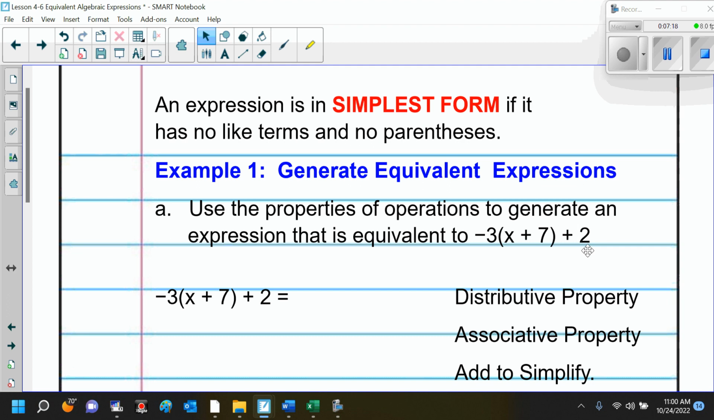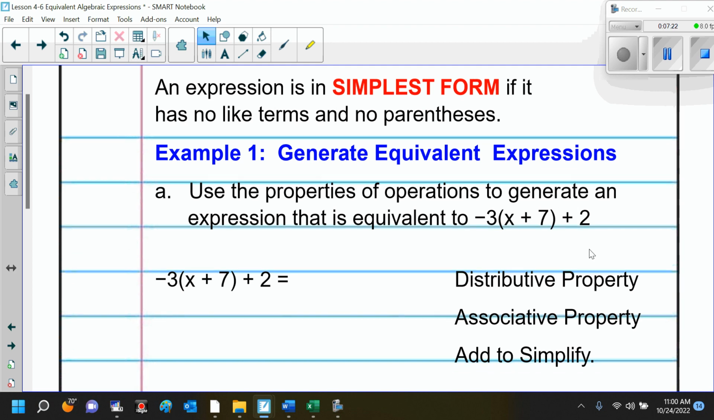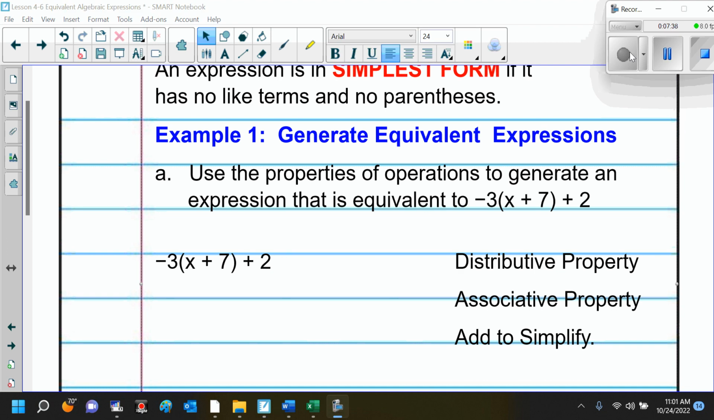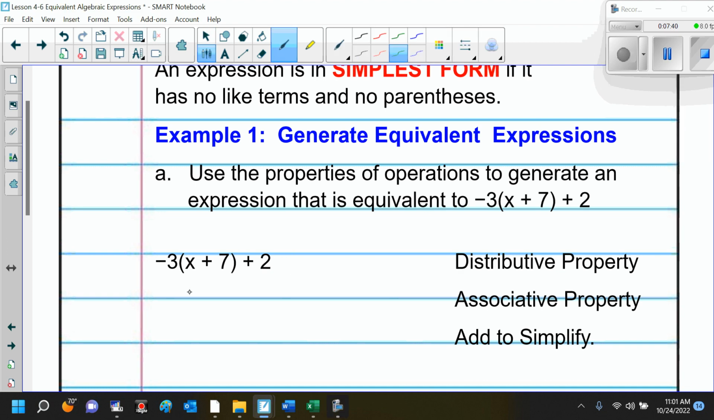So the first thing we want to do is get rid of our parentheses. For this example, in order to get rid of our parentheses, we want to use the distributive property. Please make sure you write the example and you write down the explanations over here. So the first thing we want to do for this expression is to use the distributive property so that we can get rid of our parentheses.